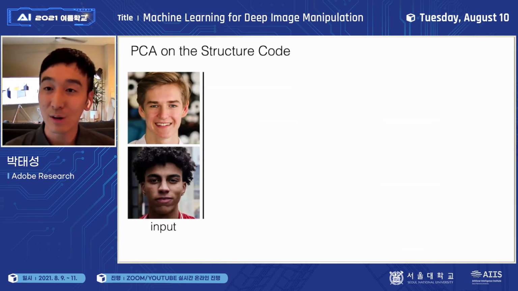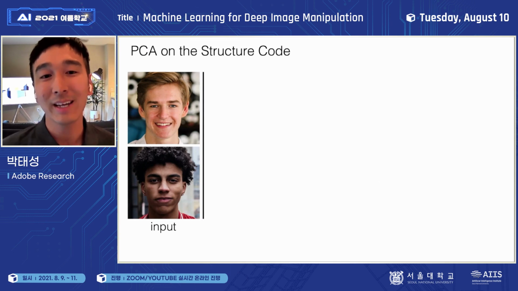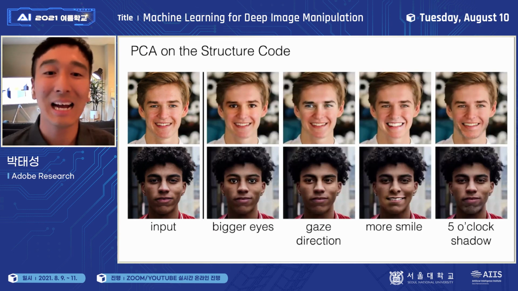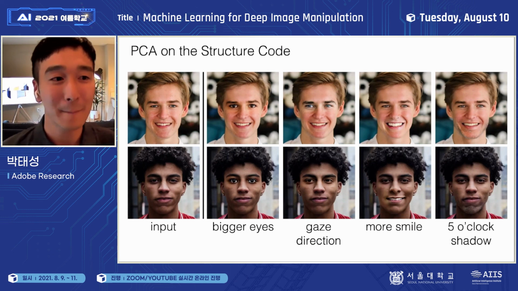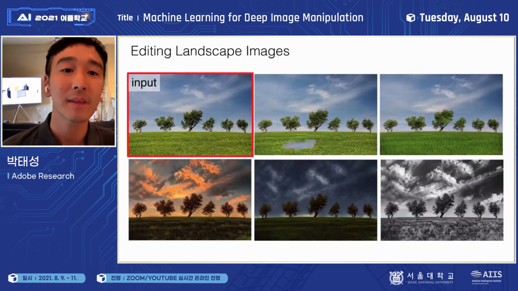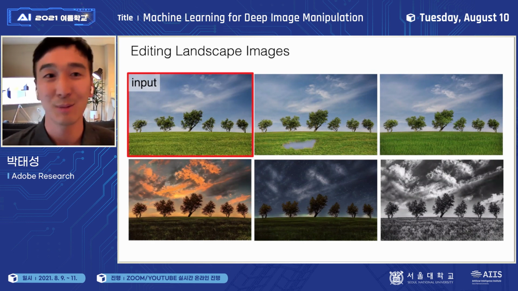On faces, because the facial landmarks are already aligned in the dataset, we can do this hack by running PCA on the flattened structure code to enable spatial editing. I like landscape photos, and I'm just very happy to see that my model can perform new types of image editing.